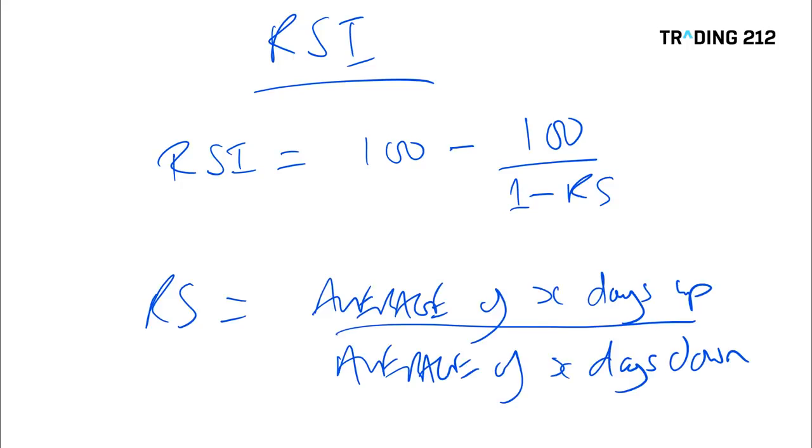RS is the average of X number of days up divided by the average of X number of days down. To put that into plain language, let's say we're using a 10-day RSI. It looks at, over the last 10 days, how many days did the market finish up? And it adds the total points gained on those up days and divides it by 10. So we have an average of the points gained when the market went up.